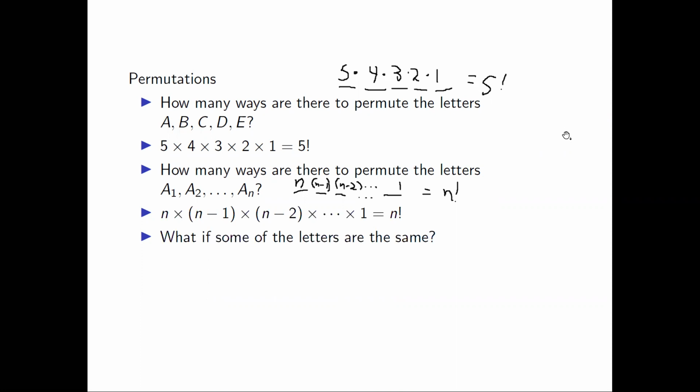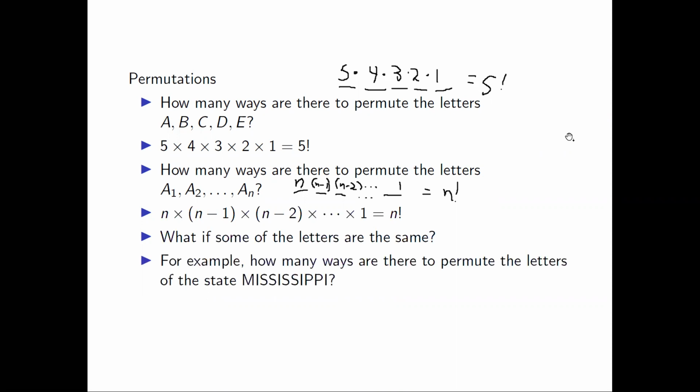What happens though if some of the letters are the same? For example, here's a typical kind of problem you might see when you're trying to find the number of permutations of something with repeated elements. Find the number of ways to permute the letters of the state Mississippi. So let's look at that problem on the next slide.